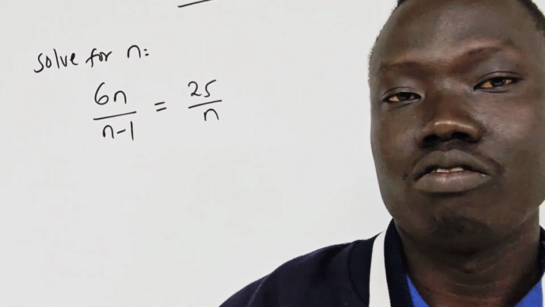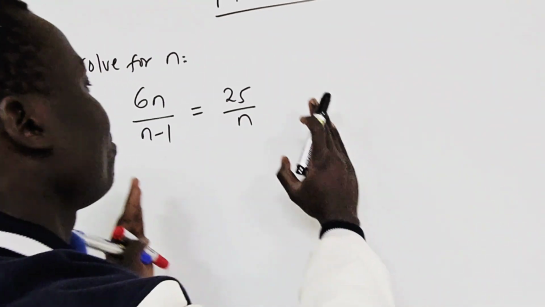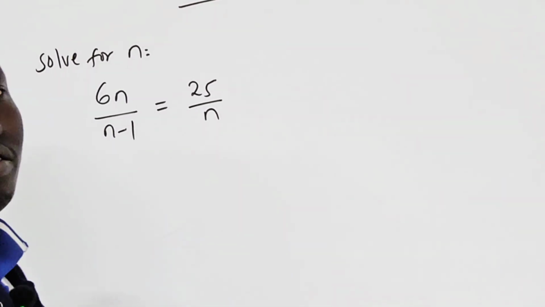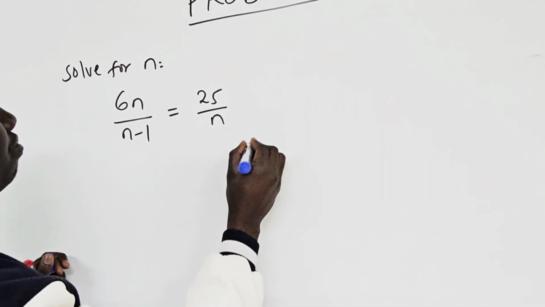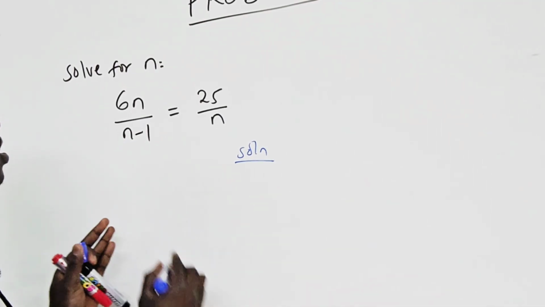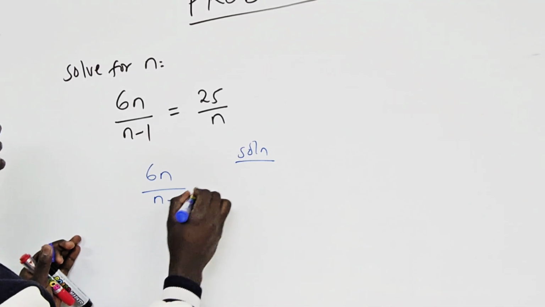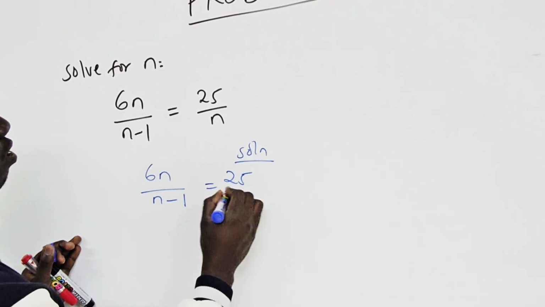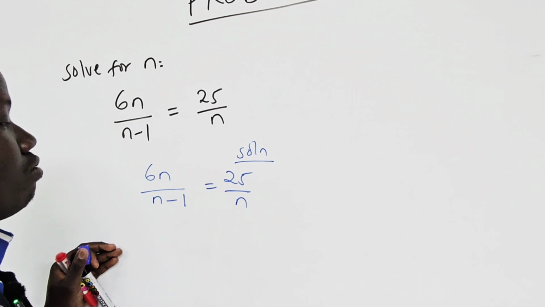So in this video we are going to see how we can solve this mathematical problem that you are now seeing here on the board. Without wasting time, let's get started. We are told to solve for n. In this case we are given 6n out of n minus 1, and this is equal to 25 out of n.